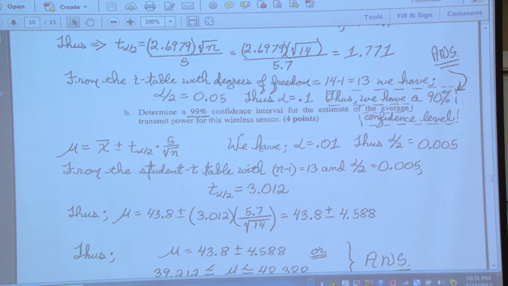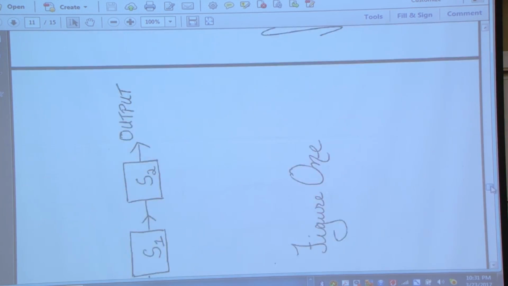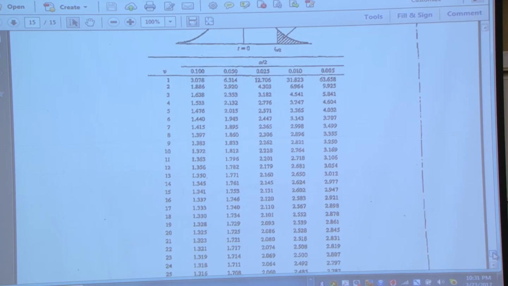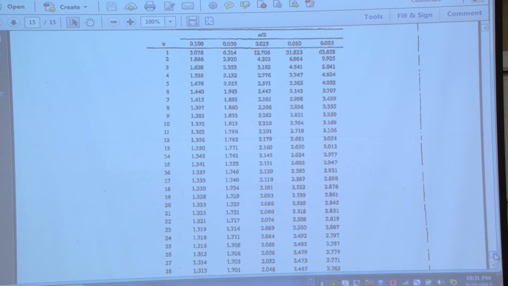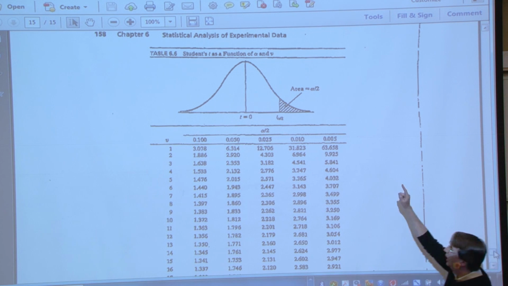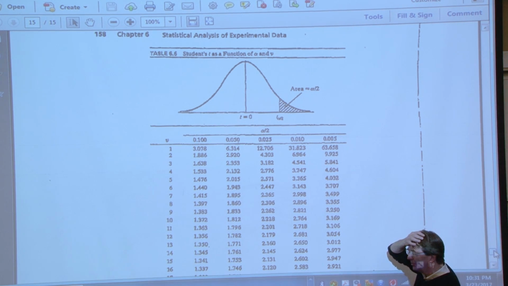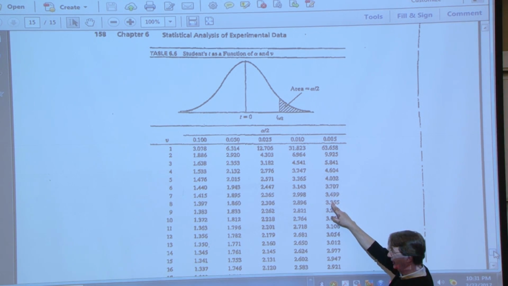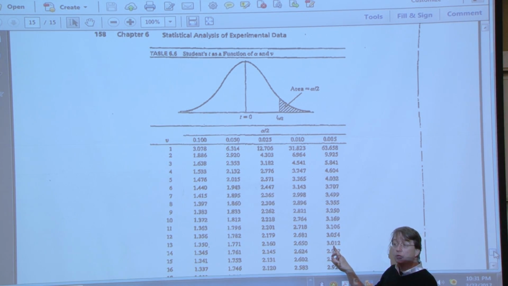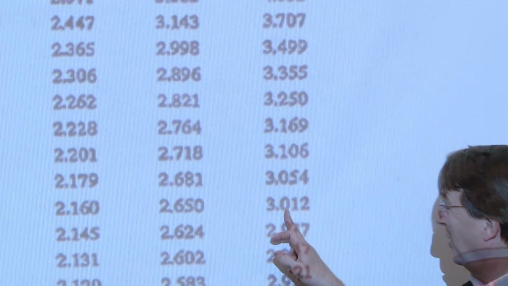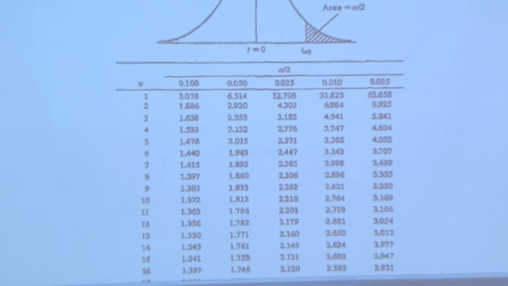So what we do is we go and we calculate the student t coefficient. Help me out. I'm going for 99%. Is that 0.005? I'm sorry, it's getting late. And 13, 3.012. Did I do it right this time? 3.012, okay? That becomes the t sub alpha over 2.